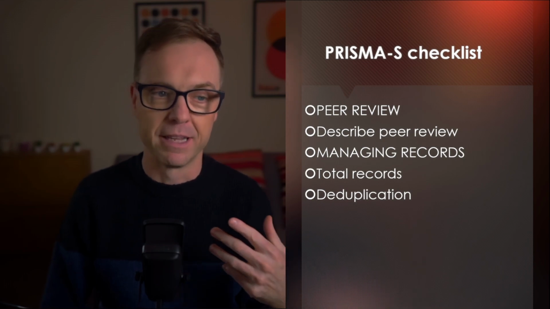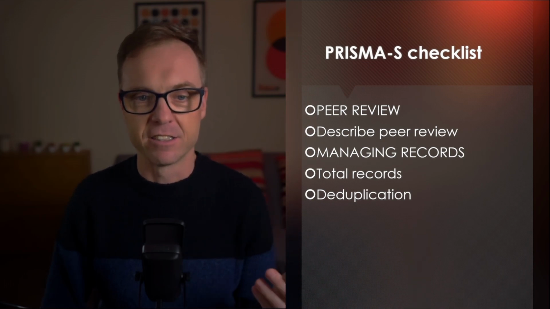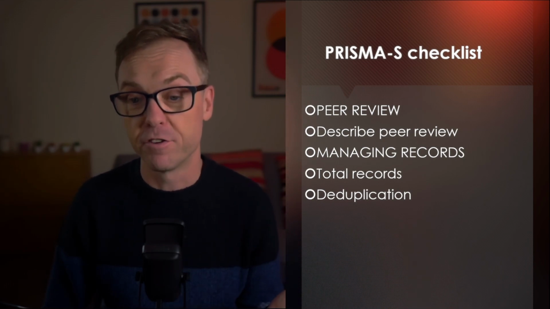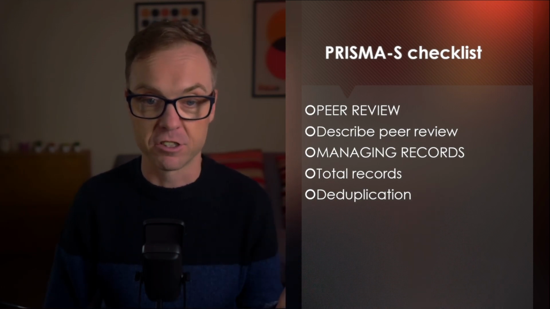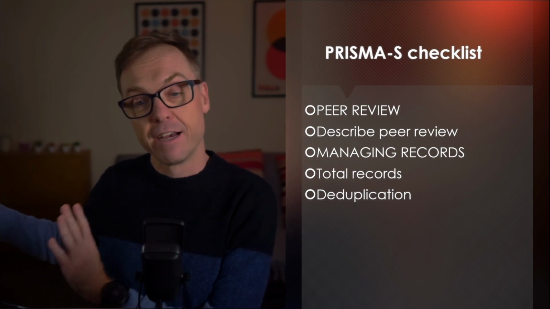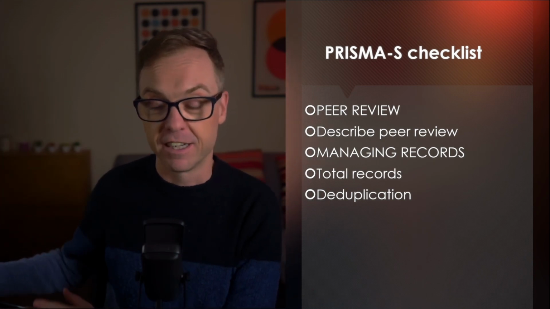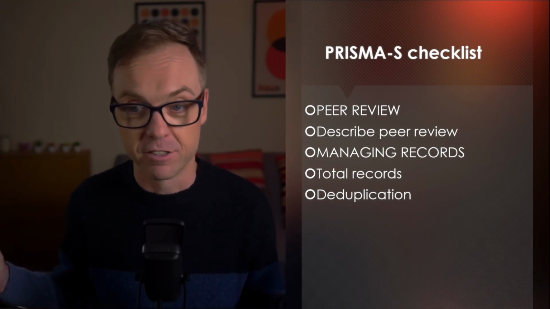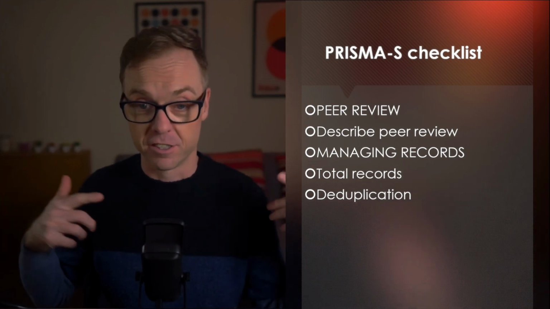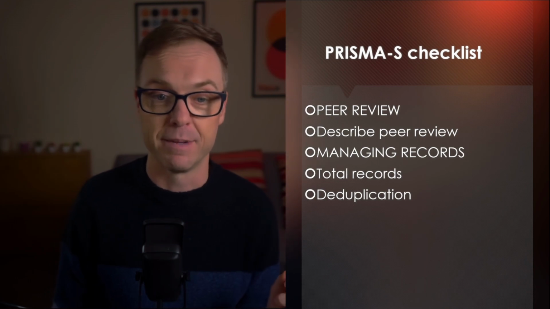Okay, the next item in the PRISMA-S checklist is that we should describe any peer review process we did on our search strategy. So did somebody else check our search strategy? And in our case, we don't have anybody else to do it. So we're going to do each other's. I'm going to describe how we're going to do that in a minute.